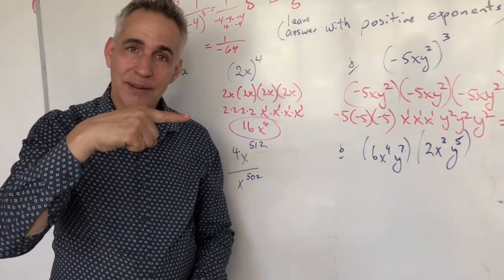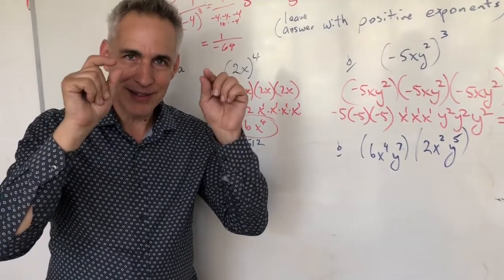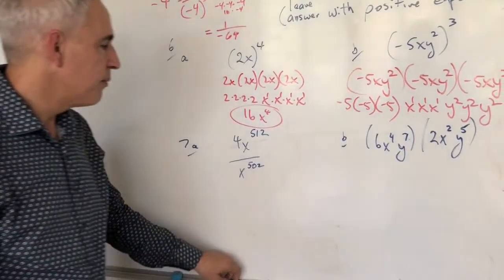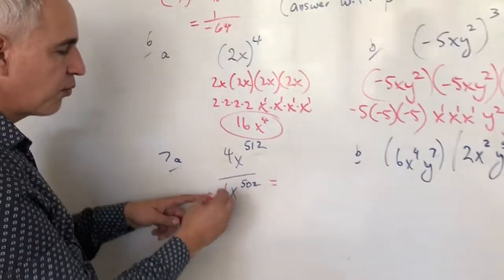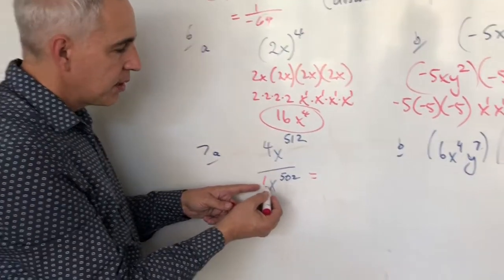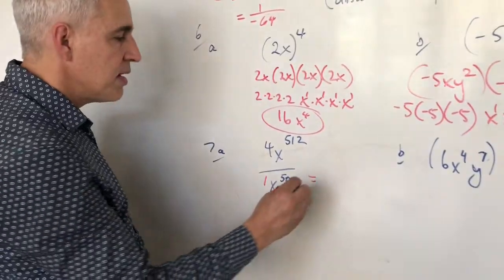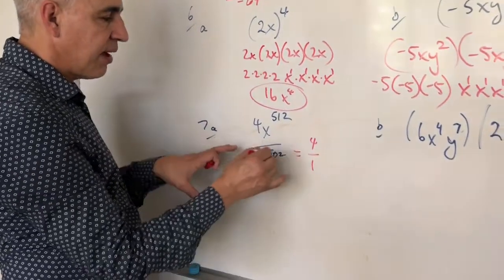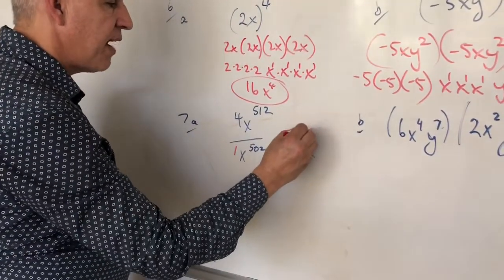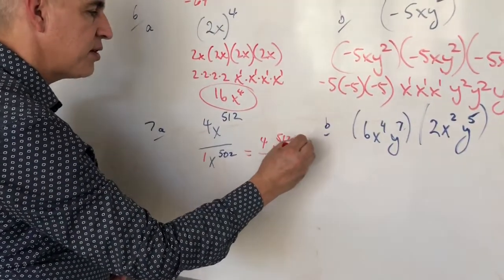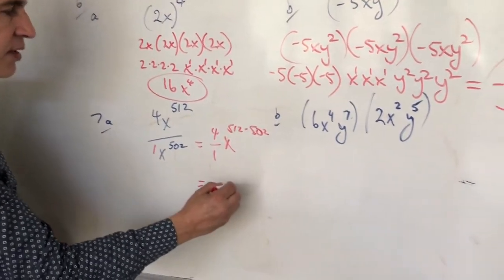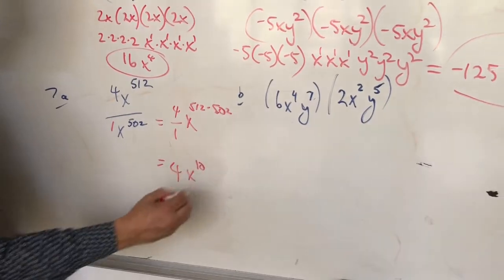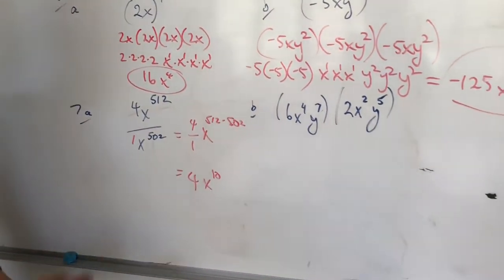Then we subtract exponents. These are the little guys, yeah? Exponents. All right, so moving right along, what do we have here? The coefficient is 4 and 1. I just put in the invisible 1. That's what x is, it's 1x. So we have 4 over 1, that's separate. Then we have x to the 512 minus 502. And guess what we have as an answer? 4x to the 10th, because 512 minus 502 is 10.